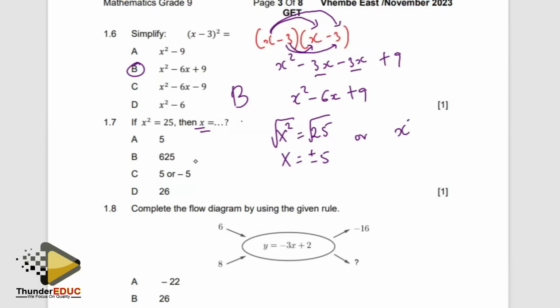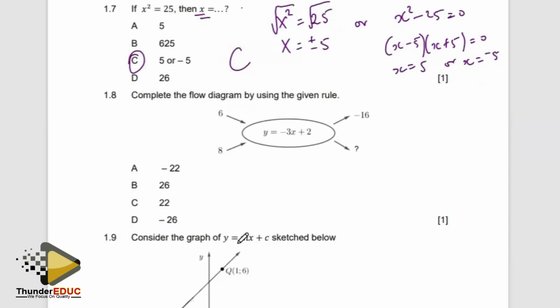Alternatively, we can get x squared minus 25 is equal to 0. This is a difference of two squares: x minus 5 and then x plus 5 is equal to 0. Now, when we solve this, the first bracket gives us a positive 5. The second bracket gives us a negative 5. So our answer will be C.